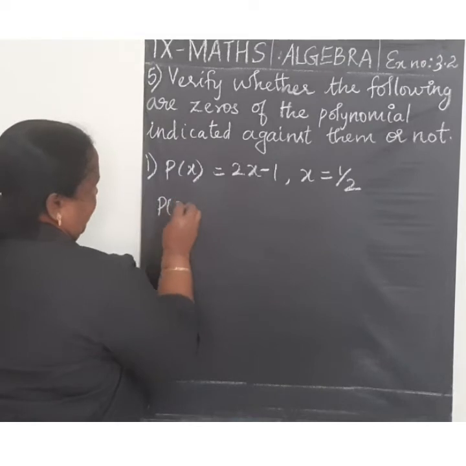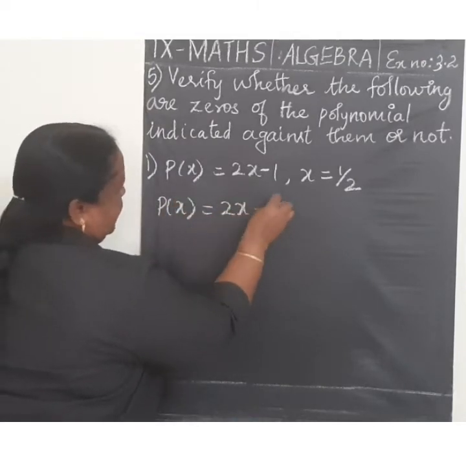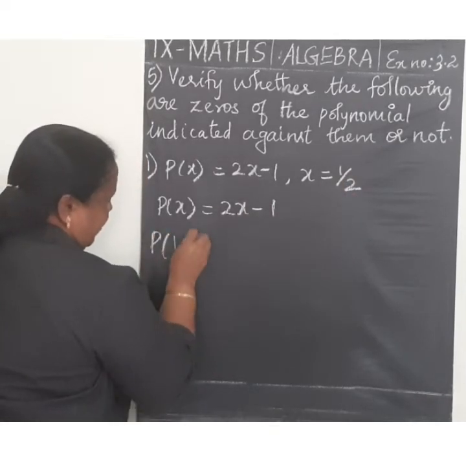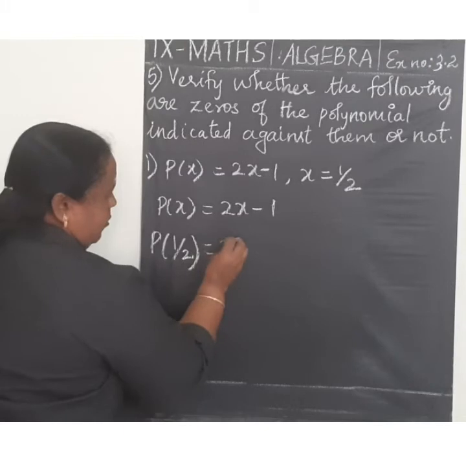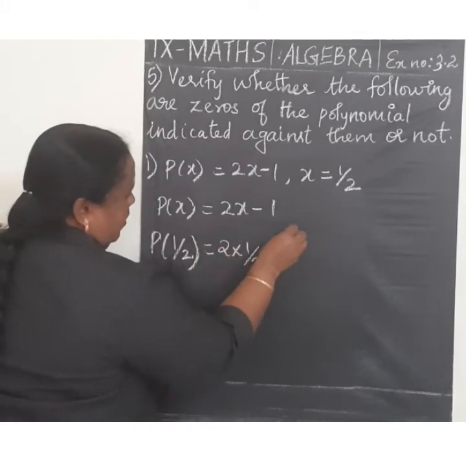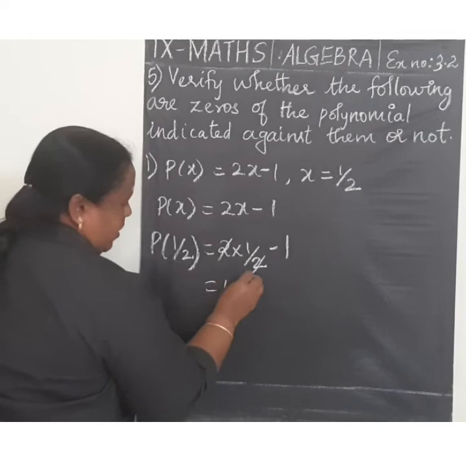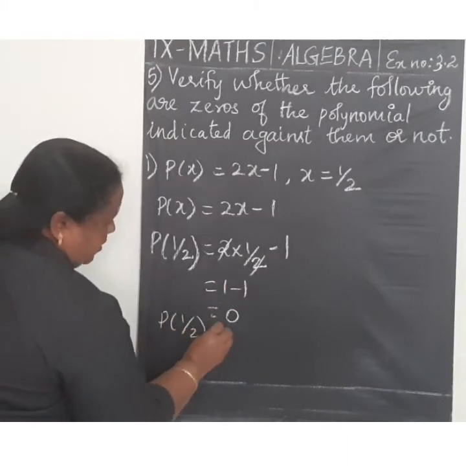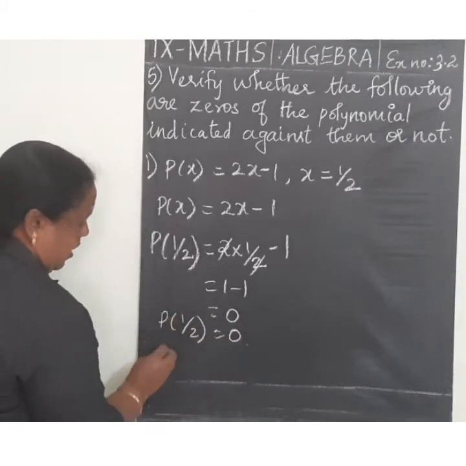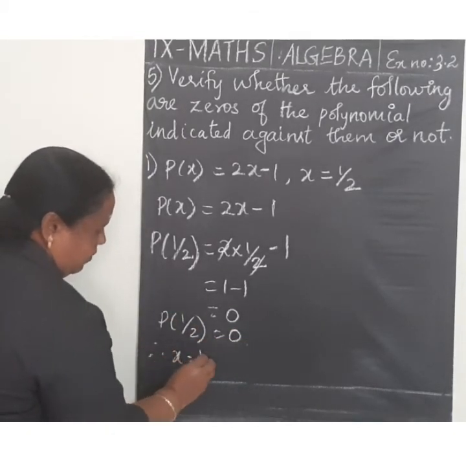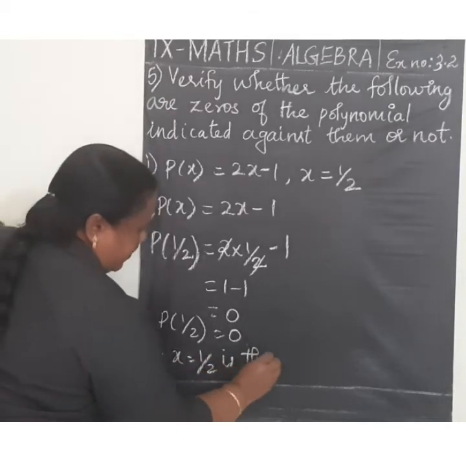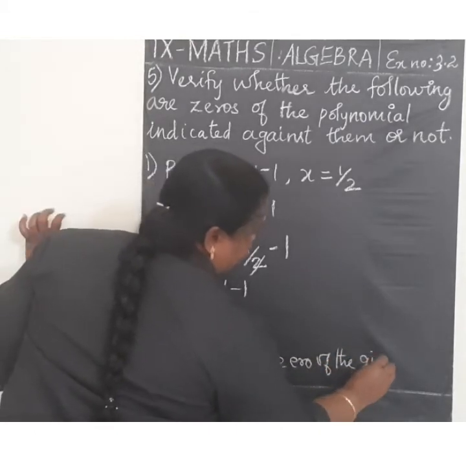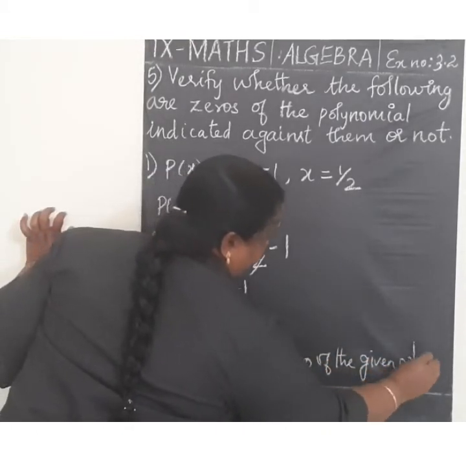P of x is equal to 2x minus 1. So we have to substitute p of 1 by 2. In the place of x we have to substitute 1 by 2. So 2 into 1 by 2 minus 1. The 2 gets cancelled. 1 minus 1 is equal to 0. So p of 1 by 2 is equal to 0. So therefore x is equal to 1 by 2 is the zero of the given polynomial.